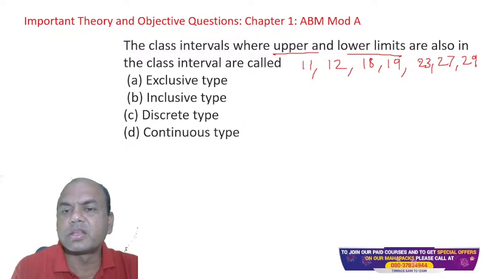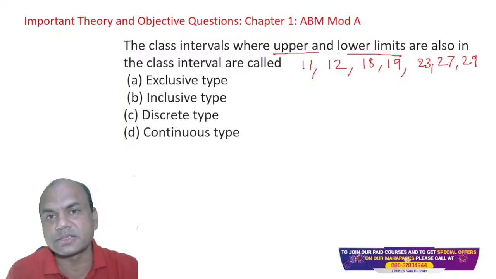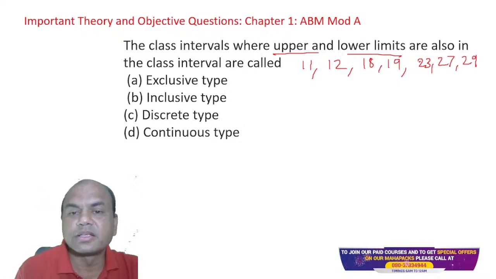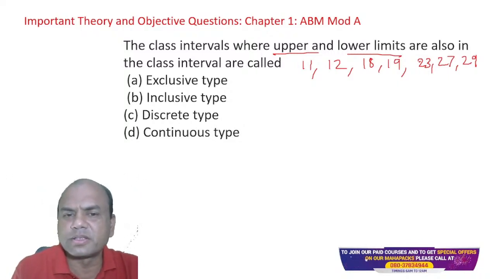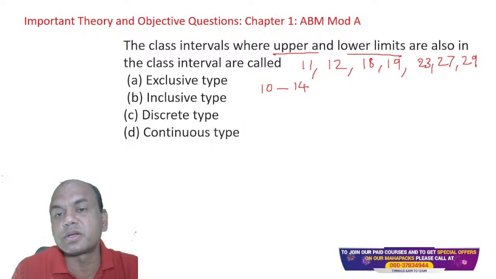Now I have to arrange these numbers in classes. So how will I arrange them? Let me start with a simple one. I can arrange it this way also: 10 to 14, and there I'll write both inclusive. 10 is also included and 14 is also included.